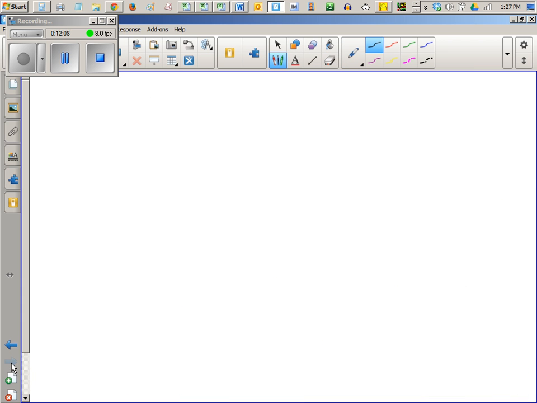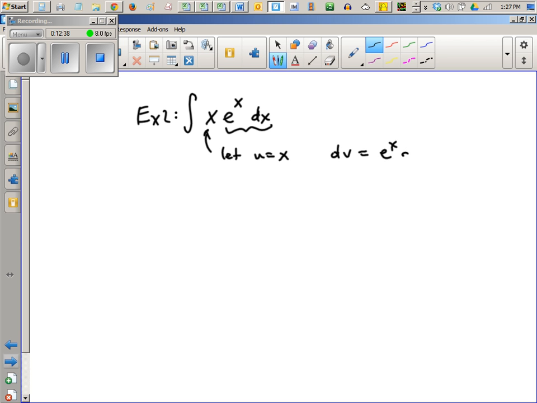How about this one? The integral, example 2. The integral of x e to the x dx. It's a brand new problem. We've never done this before. Let's pick our u to be x. And then the rest of this garbage, we'll label that dv.